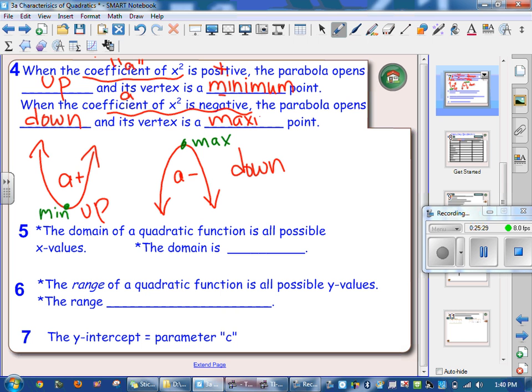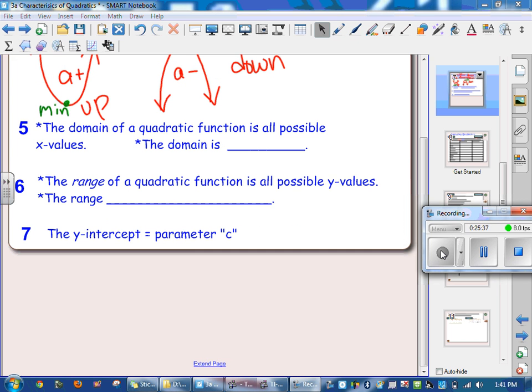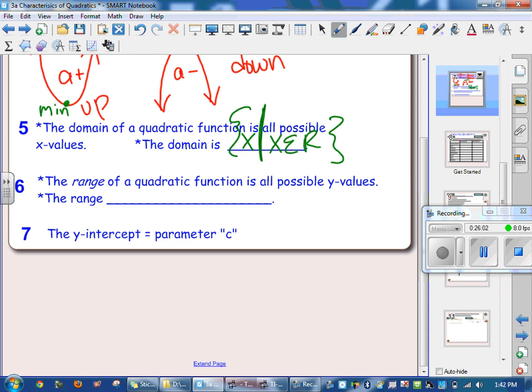Next we have domain and range. The domain of a quadratic function is all possible x values. Now, when we say it's all possible values of x, we would say x such that x is any real number. That's how we would write it. This funky line here means such that. So we would write it as x such that x ∈ R. x is any real number. And that's set builder notation.